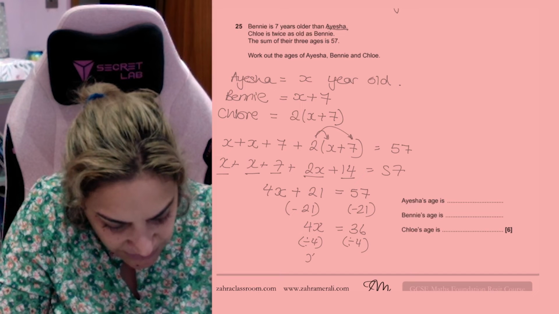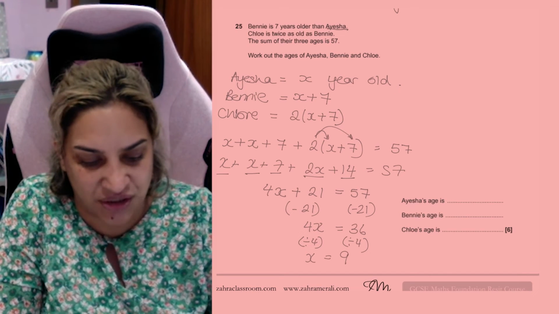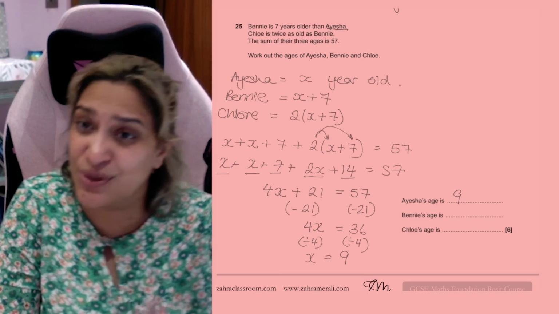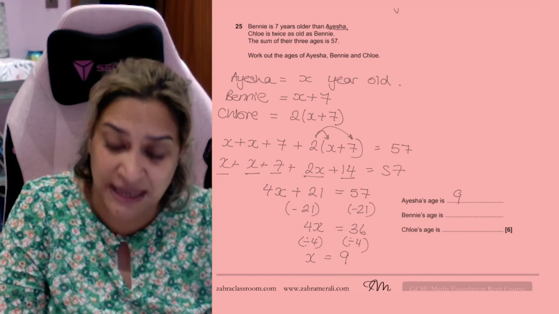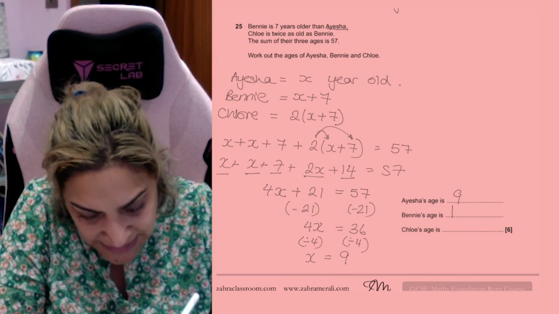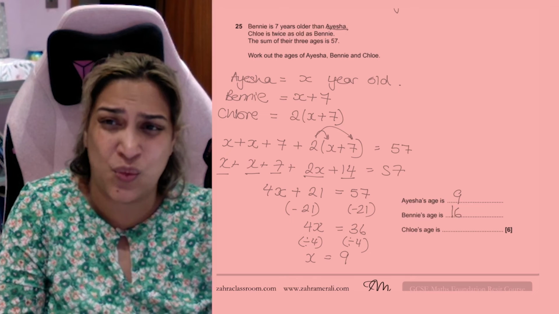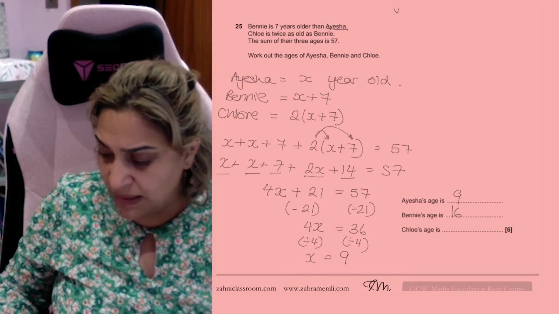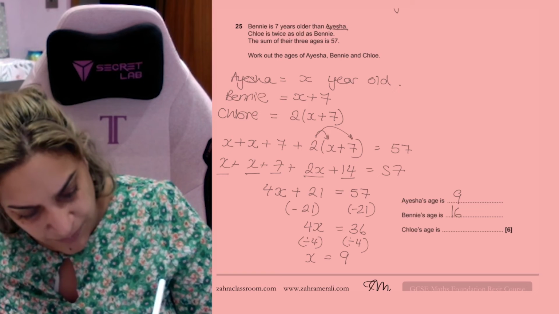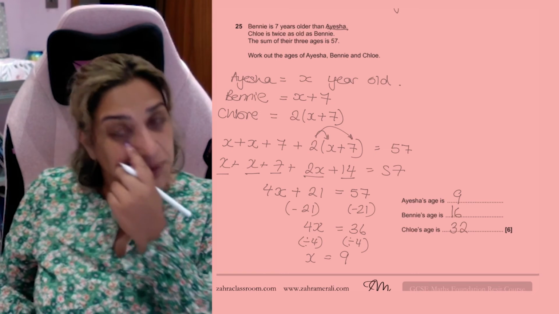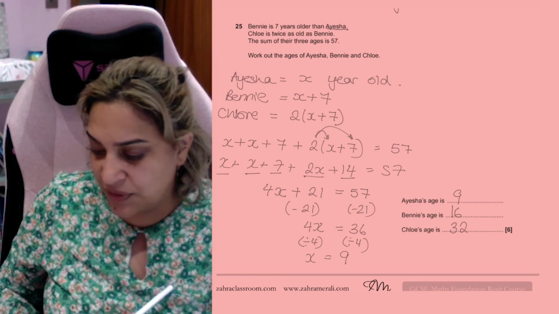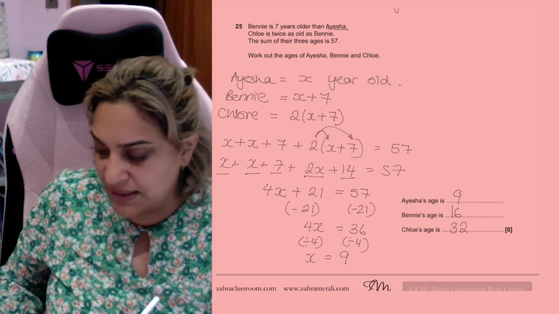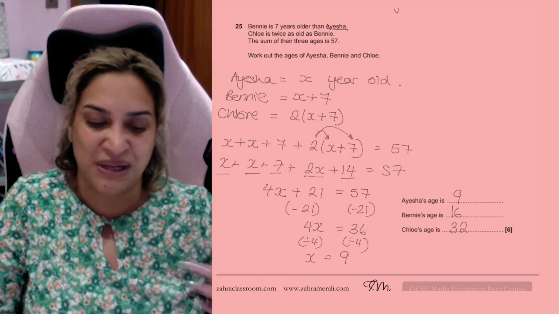So x equals 9. Now remember, x was Aisha's age. So we know Aisha's 9. Benny is 7 years older. So 9 plus 7 is going to give us 16. And Chloe is twice that age. So 16 times 2 gives us 32. And then we can even check we've done it right. So we can say, well, 32 plus 16 gives us 48, plus 9 gives us 57. We must have done it right.